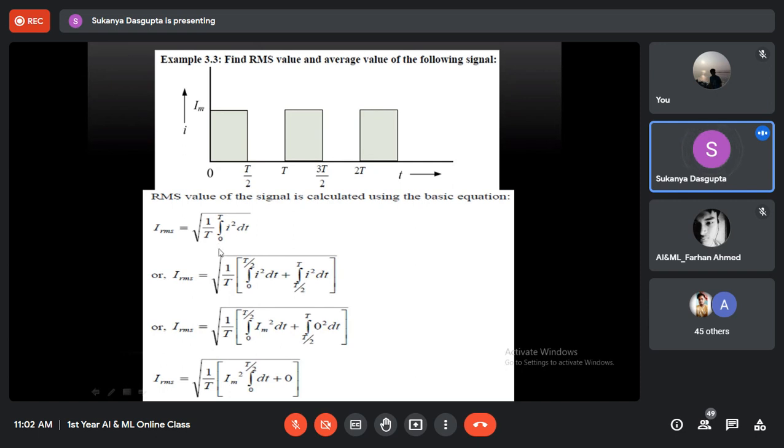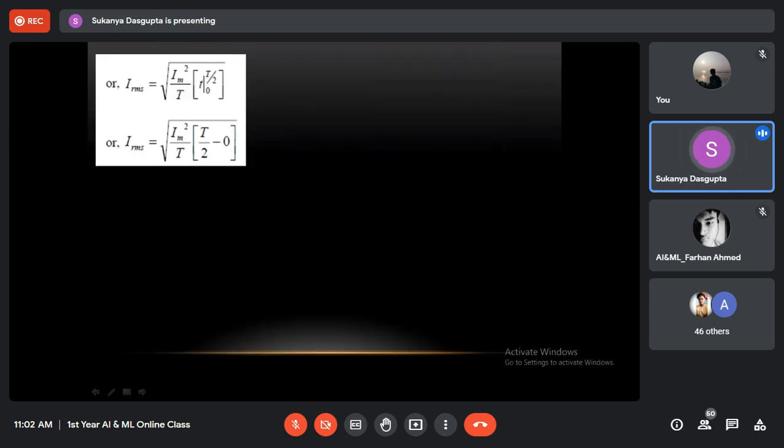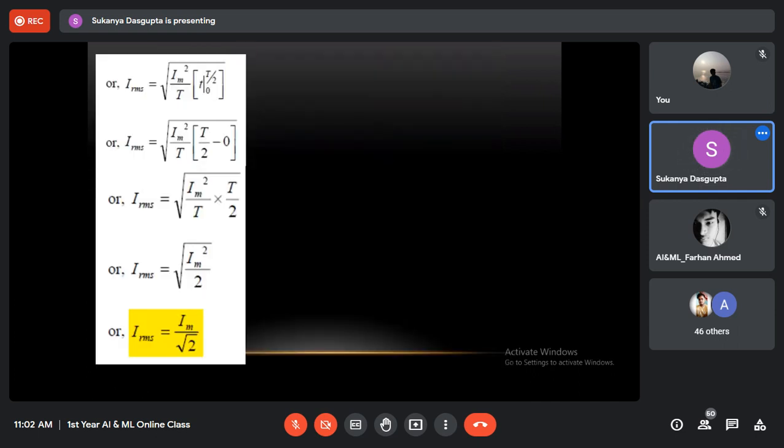So the integration of I square dt from 0 to capital T. This is the full time period, so we consider the full time period while calculating the RMS quantity. After doing the integration, we get the mean square value, and IRMS is coming as Im by root 2.